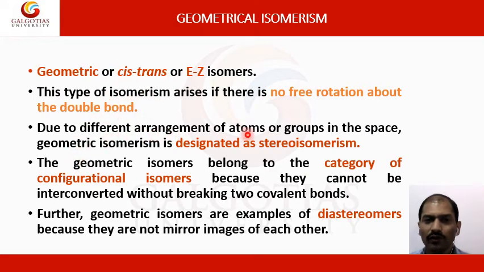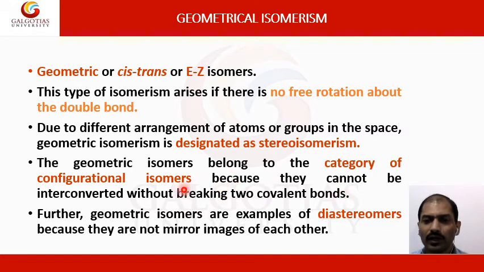Due to the different arrangement of the atoms or groups in space, geometrical isomerism is designated as stereoisomerism. The geometrical isomers belong to the category of configurational isomers because they cannot be interconverted without breaking two covalent bonds.